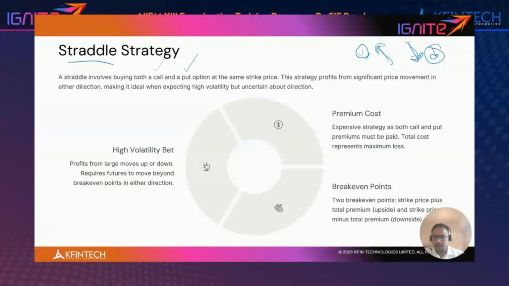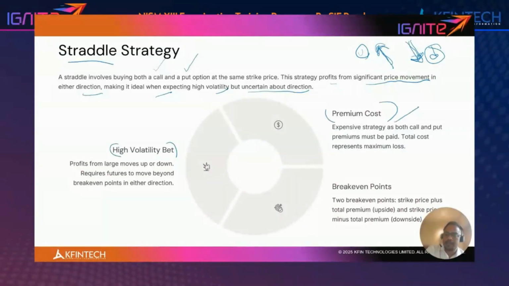Why are you buying both? Because you don't know where the market will go. The strategy profits from significant price movement in either direction, making it ideal when expecting high volatility but uncertain about direction. As I mentioned, I am uncertain about the direction, but my expectation is whichever direction it goes, it will be very highly volatile. So it's a high volatility bet.